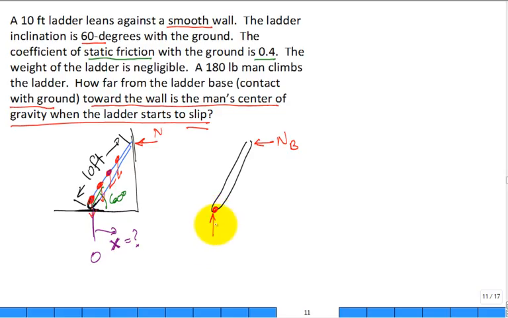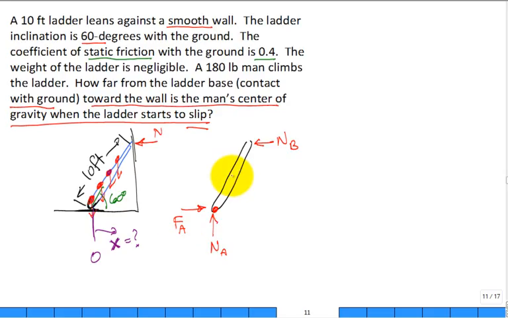We'll have N at A. And to prevent slipping, think about it. Which way would the ladder slip? Would the ladder slip such that the base went toward the wall or away from the wall? You have to use a little bit of intuition here. It would fall away from the wall. Friction is going to oppose that. So this is the correct direction for F at A.